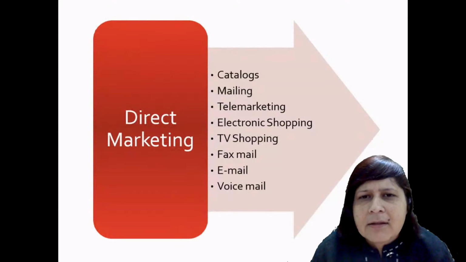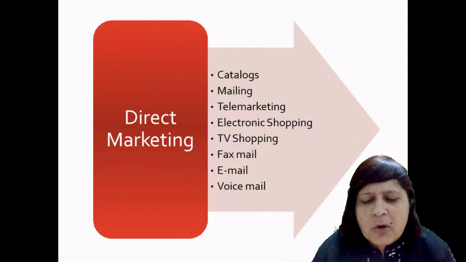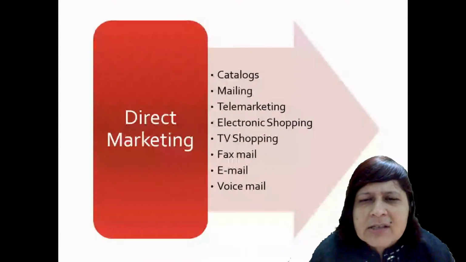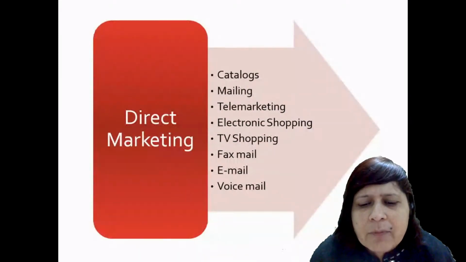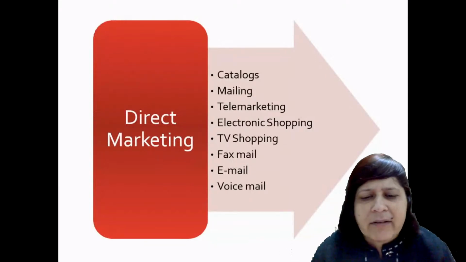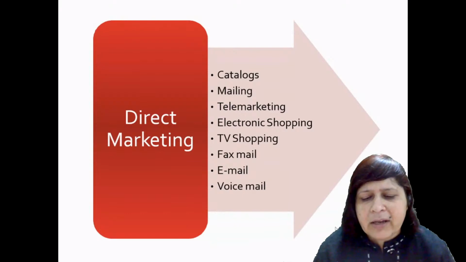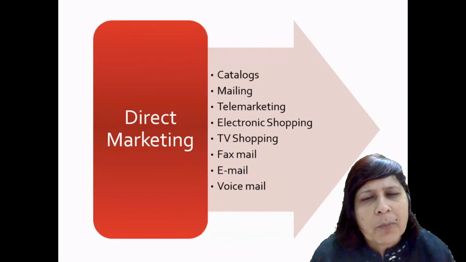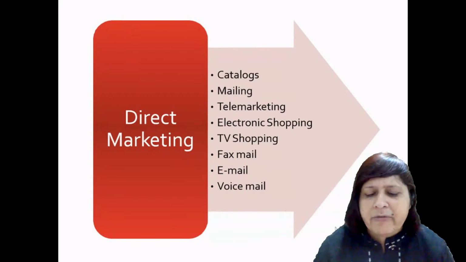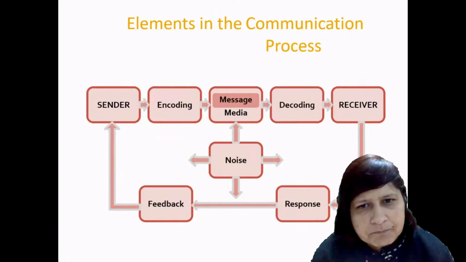And then direct marketing, when the company directly markets its product to customers, right? This is through mailing, telemarketing, which is one-to-one, electronic shopping, TV shopping, fax mail, email, voicemail. At times we get SMS and promotional emails from various companies. We get calls offering us a credit card or this and that, right? So mailing, telemarketing, and electronic shopping are other ways of marketing. TV shopping, like the Home Shop 18 channel, is an example of TV shopping. Then the fax mail or voicemail you receive is direct mailing, right?